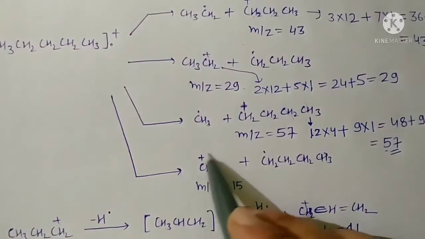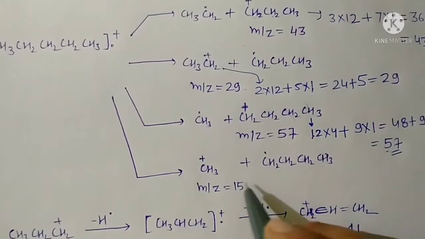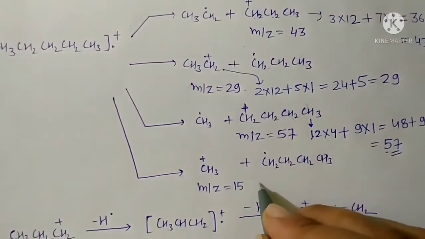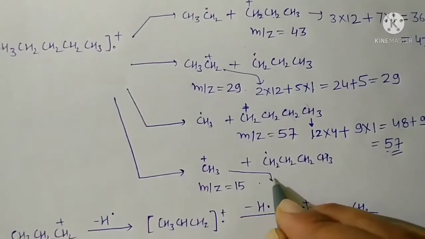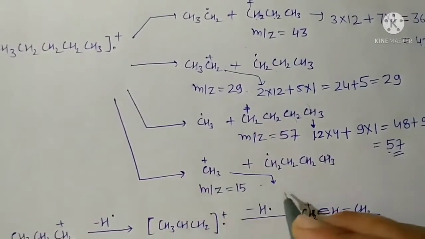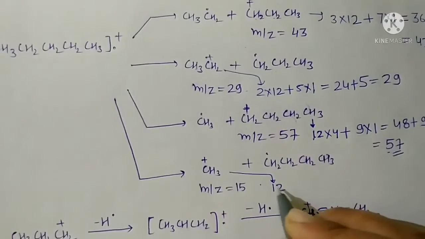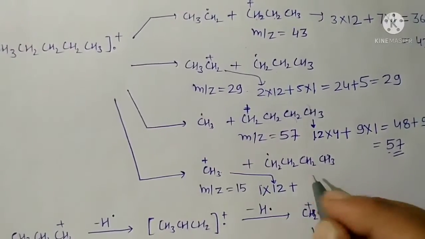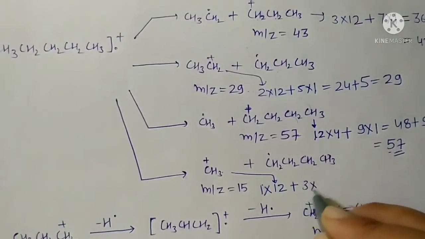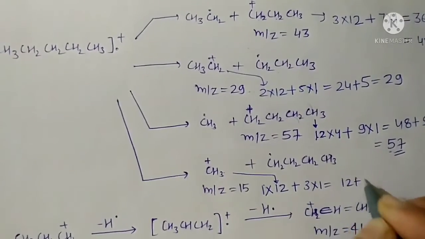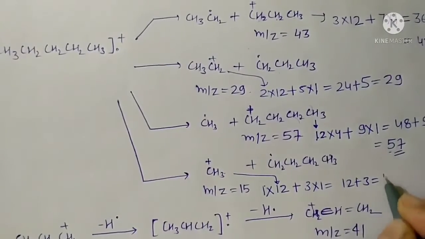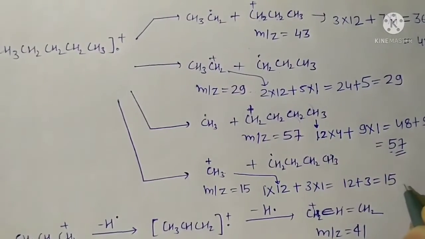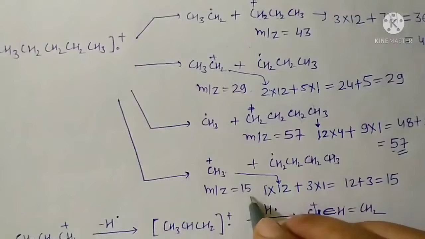Now another CH3 positive cation, m/z value is 15. How can we calculate it? Here is one carbon atom, so the mass of the carbon atom is 12, so 1 into 12 plus hydrogen is 3, so 3 into 1, equal to 12 plus 3, which is 15. So we have found that m/z is 15.